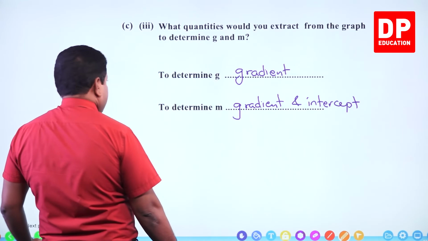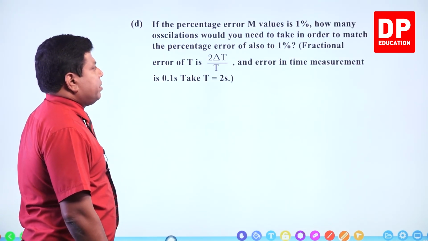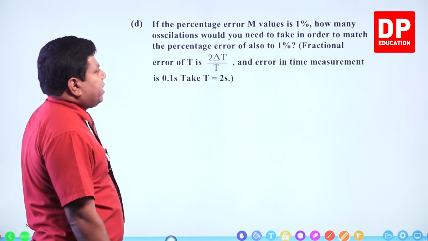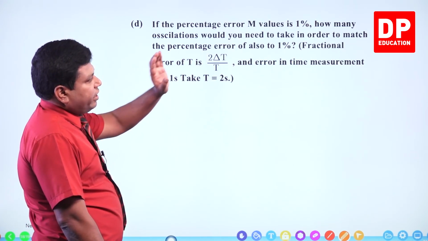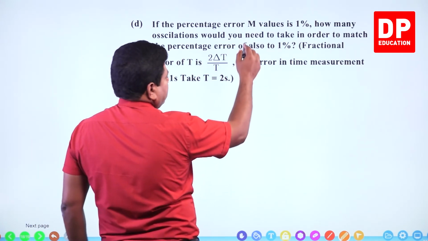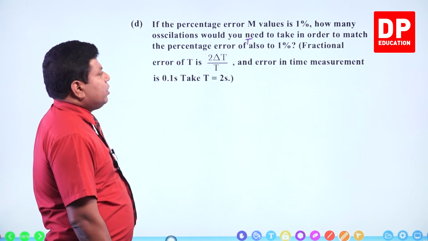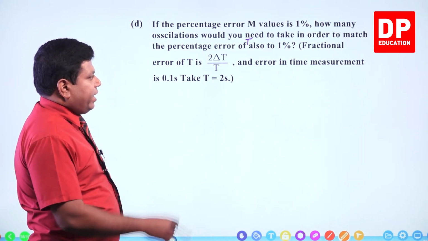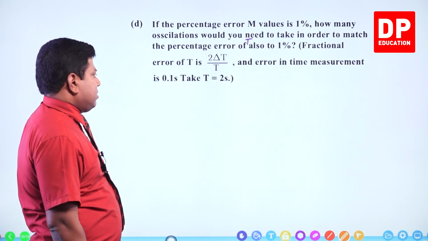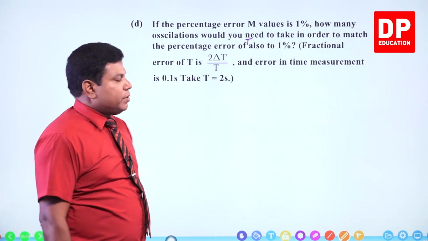Gradient and intercept. If the percentage error of M values is 1%, how many oscillations would you need to take in order to match the percentage error of T also 1%? Fractional error of T is 2 delta T over T, and error in time measurement is 0.1 seconds. Take T to be 2 seconds. That means one oscillation's time is 2 seconds.